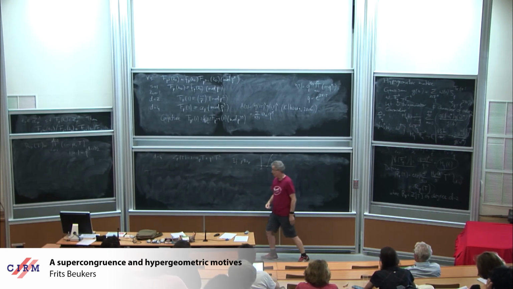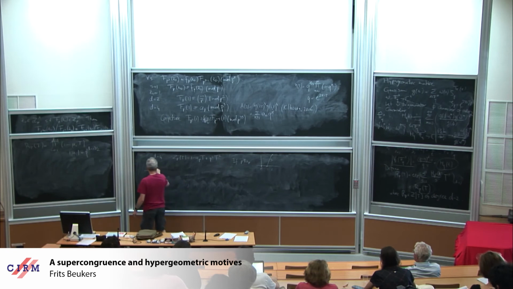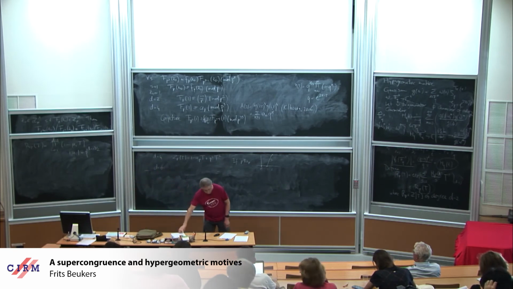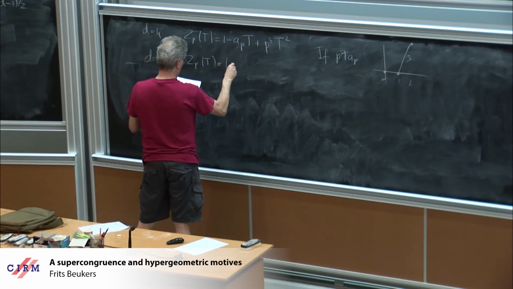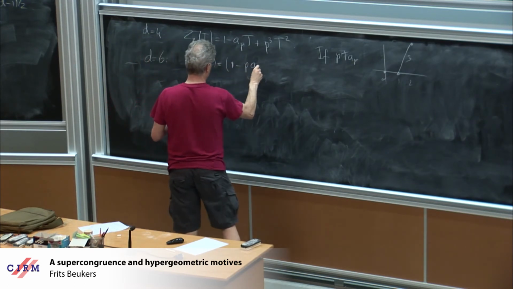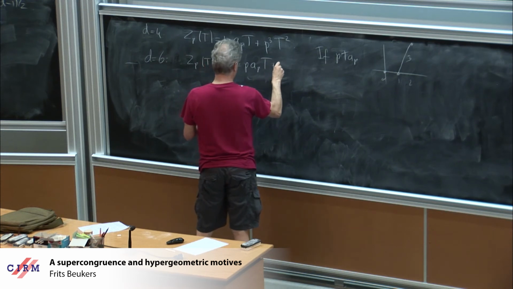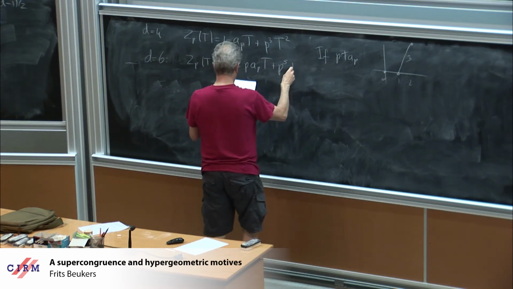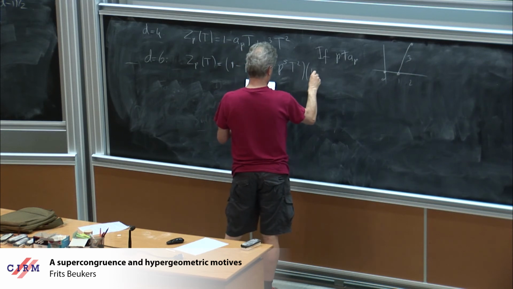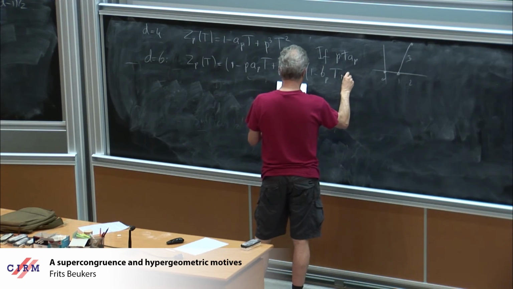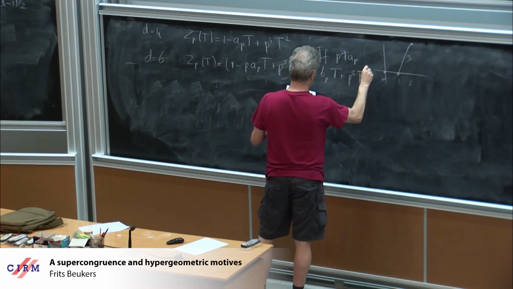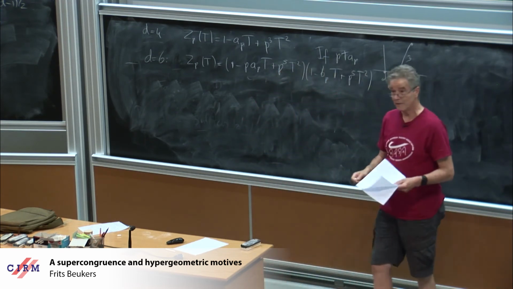Okay, so this is d is 4. Then we get d is 6. And so the polynomial will have degree 4. And it turns out that this polynomial factors into two quadratic factors. So in this case, Z_p(t) is going to be 1 minus p times a_p t plus p to the 5th t squared, and 1 minus b_p t plus p to the 5th t squared. And now we have the same story all over again.